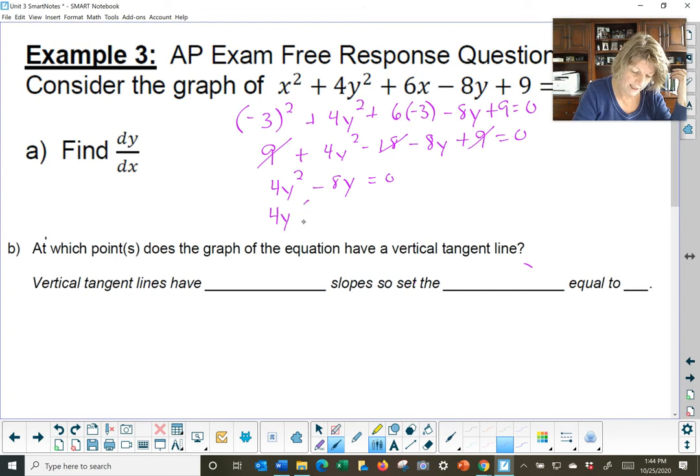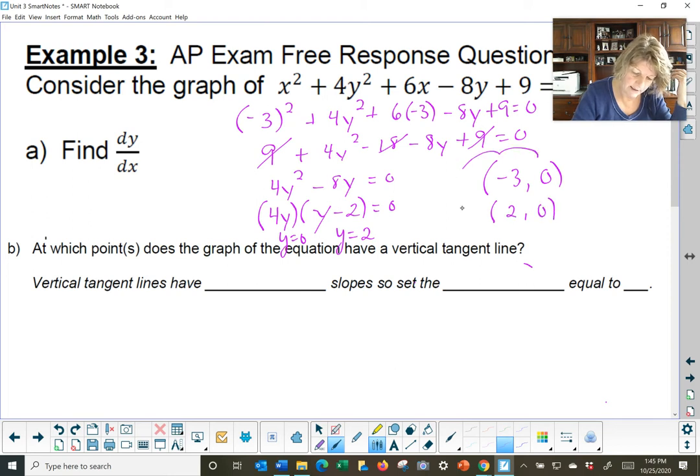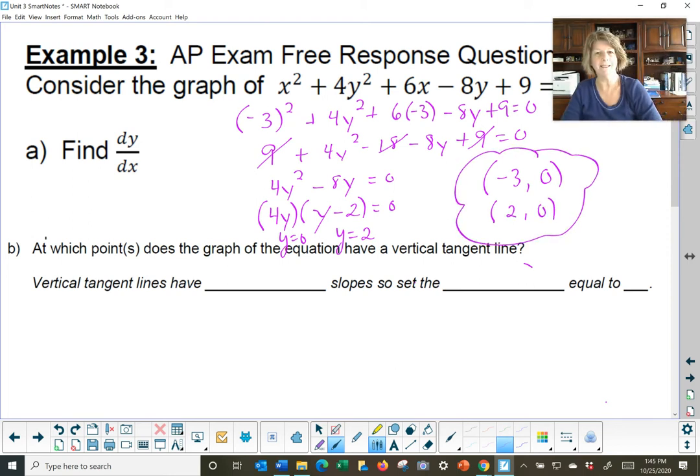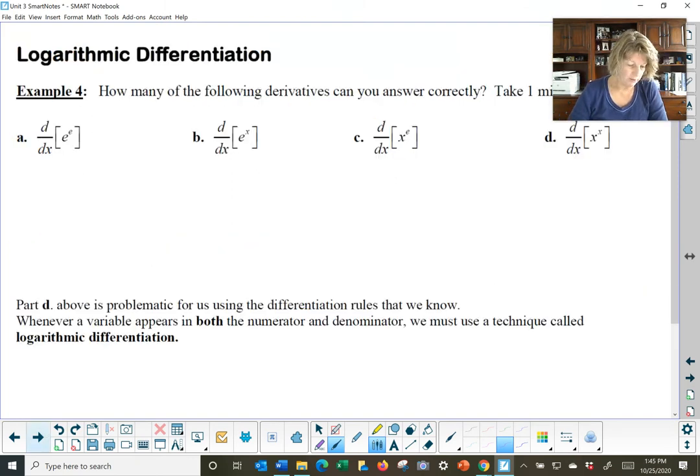Pull a 4y out, GCFing that, leaves me a y minus 2. And we get two locations because there's two factors here. y equals 0 or y equals 2. And that gives me negative 3 comma 0 and 2 comma 0 as the locations where we have a horizontal tangent line. Nice.